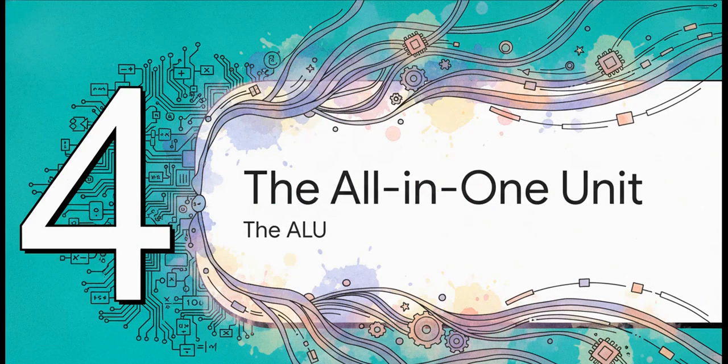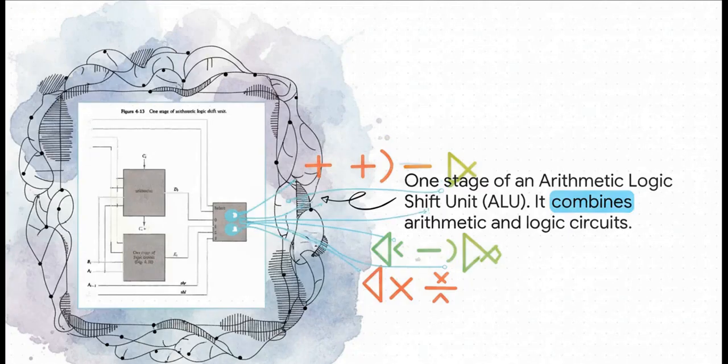So we have arithmetic circuits, we have logic circuits, but scattering them all over the chip would be crazy inefficient. The logical next step then was to combine all of this processing power into one central, powerful unit. And that is the arithmetic logic unit, or ALU, the true digital brain of the processor.